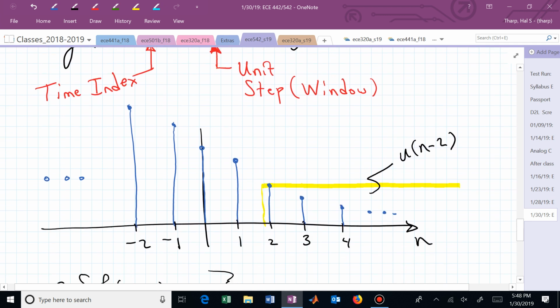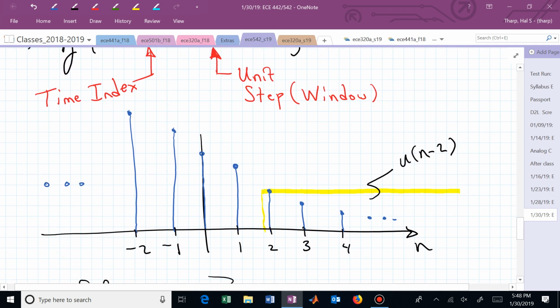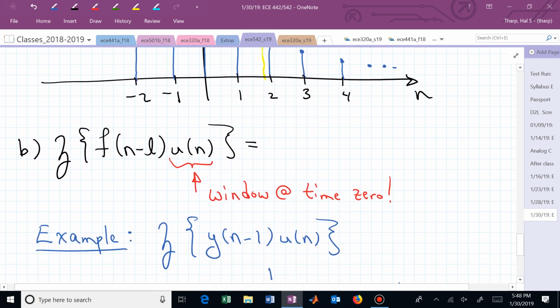The more interesting time shift property is when there's really a mismatch between how much the function is delayed and when we turn the window off or on. Suppose the window is turned on at time t equals 0. It's a classic unit step, which means that everything time index wise from n equals 0 all the way up to infinity is what we will see for the time domain waveform that we're trying to Z-transform.